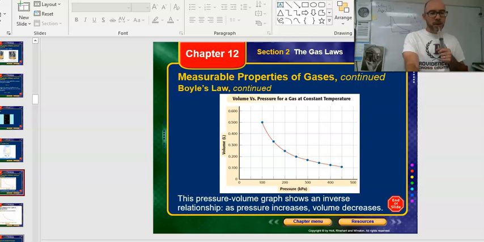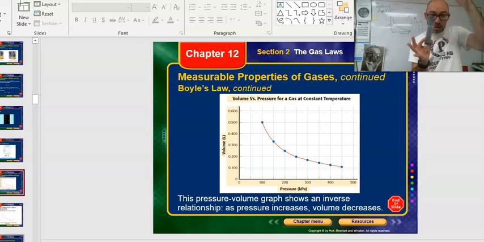And there again is another pressure-volume graph. But you better recognize that shape. That shape right there tells you this is an inverse relationship between the two of them. As you're going from left to right across the chart, the pressure is increasing, the volume is decreasing.